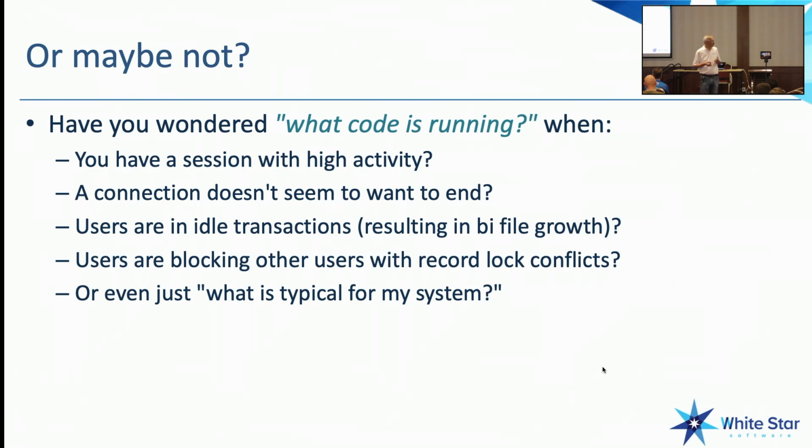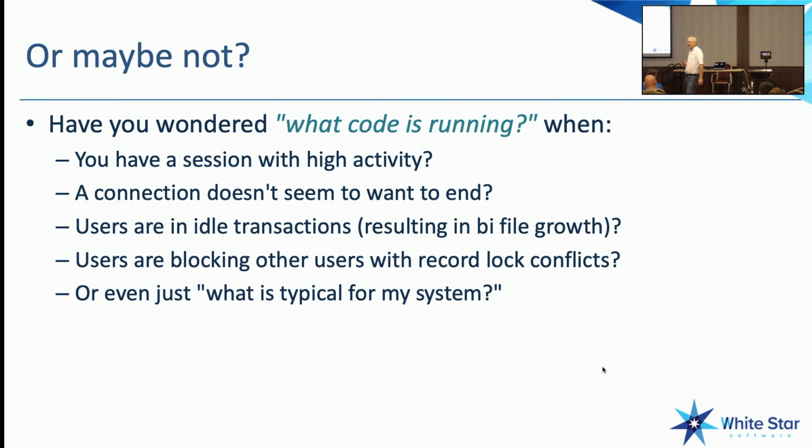Cool. So for the rest of you, you've probably spent a lot of time wondering, as you're having problems with your system, what code is running when a user calls up or you notice that you have a session with very high activity. What code is driving that? That's really what you need to know so that you can go back to development and say, hey, this is where you need to make some changes. Or you have a connection that doesn't seem to want to stop for some reason. It's just going and going and going. Or maybe you have some users that are in idle transactions and the BI file is growing and growing and growing. You're wondering, how did they get there? What are they doing? What code is driving this little problem?